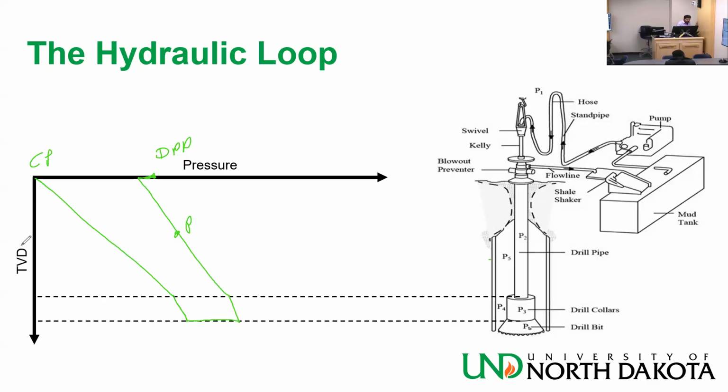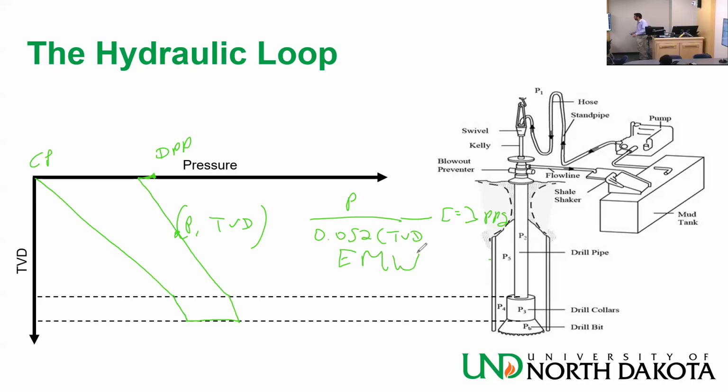Pressure P, and TVD value, pressure P at TVD depth. Okay. I take this pressure P and I divide by 0.052 TVD. I get something in units of ppg, right? Something density-wise, a density equivalent. Okay, that I will call EMW, the equivalent mud weight. So if I ask you, what is the equivalent mud weight here?